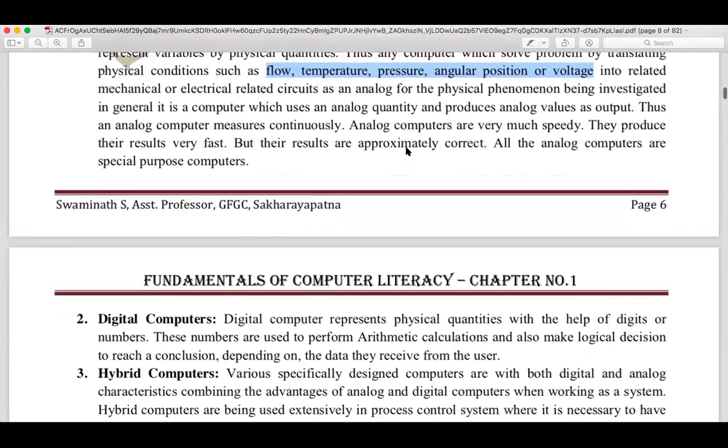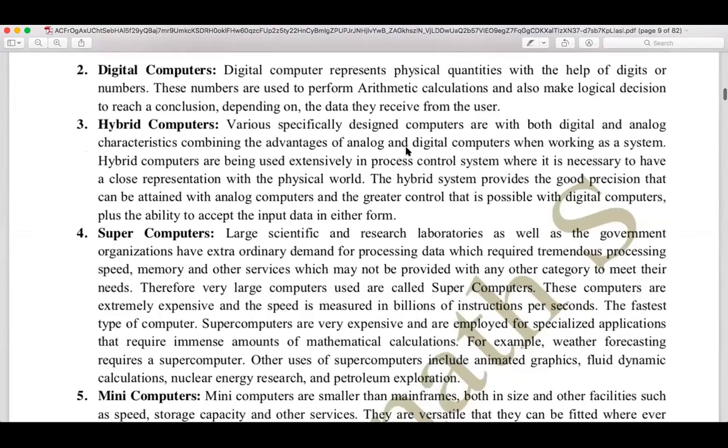Next one, we have digital computers. Digital computers are more about logical and arithmetic calculations. A digital computer is based on digits, mostly the binary digit, the binary number system, which is used in this case. They represent physical quantities with the help of digits or numbers, perform arithmetical calculations, and give logical conclusions to the users.